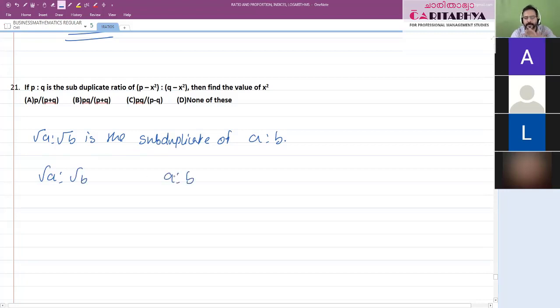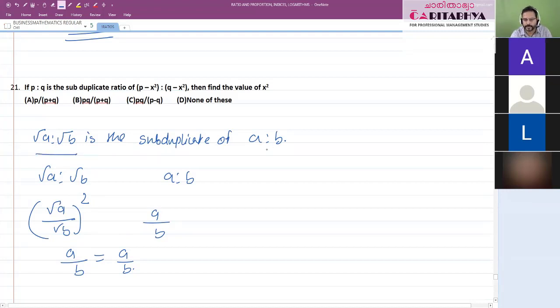There are two ratios, so we equate them. Root A divided by root B, if we square it, we get A divided by B. So A divided by B equals A divided by B. That means root A is to root B is the subduplicate ratio of A is to B. Then P:Q is the subduplicate of P − x² to Q − x².